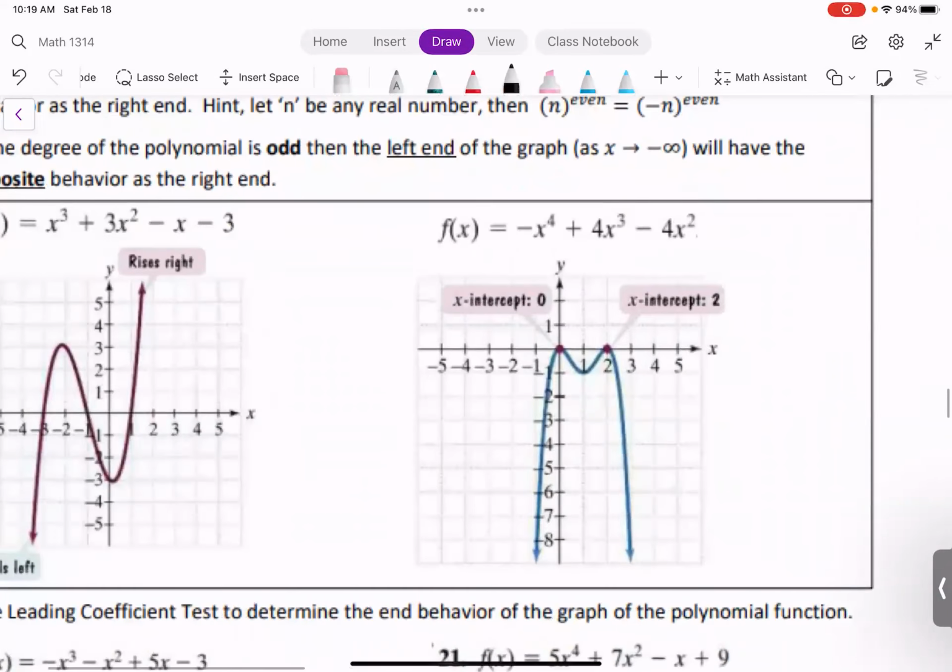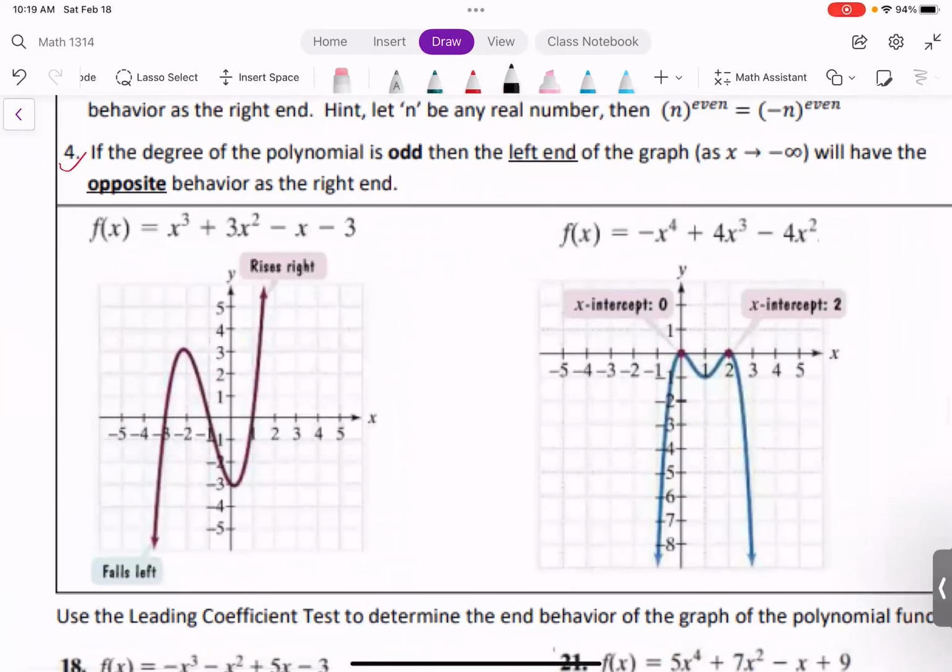Look at the example. The first example is the function f of x equals x cubed plus 3x squared minus x minus 3. First decide the right end. Here the coefficient is 1, that means a positive leading term. Positive means going up. You see, the right end is going up. And second, decide the left end. It all depends on the degree. The degree is odd. Odd means opposite. So opposite means going down. So it falls on the left.